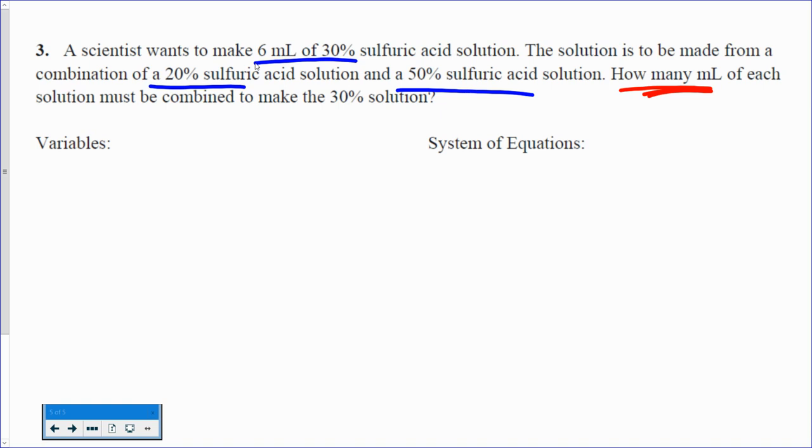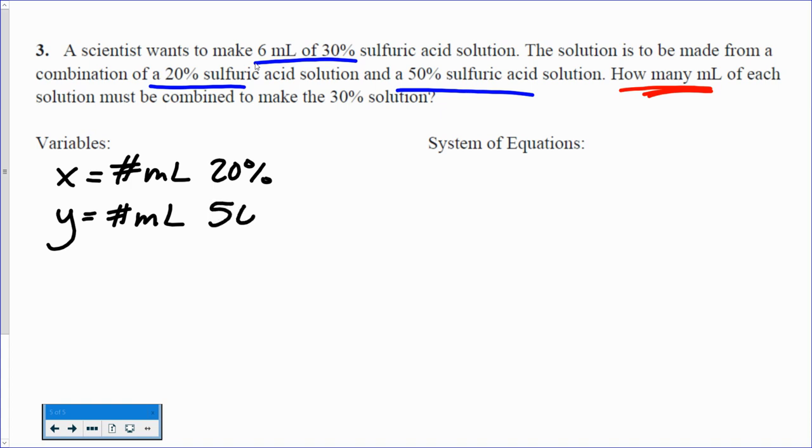Okay, so our two different solutions are the 20% and the 50%. In this case, if you just wanted to use an X and a Y, I'm good with that, because our X and our Y are representing the same thing, but it's different percentages of that solution. So my X can represent the number of milliliters for that 20% solution, and Y the number of milliliters for that 50% solution.